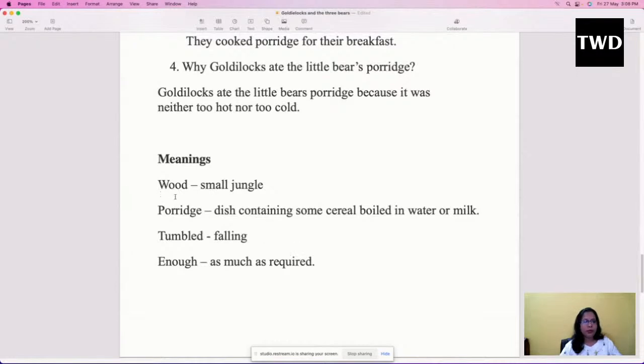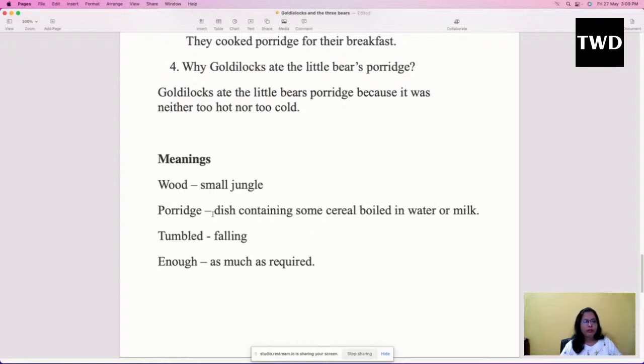For example, wood. Many people would not know the meaning of wood. Generally we say wood means a log, lakdi ka tukra. But here it is not lakdi, it is jungle, a small jungle, we call it a wood. Can you see there is so much difference between these two things? Porridge. For most of us this is a new word, because in India we do not call anything porridge. So that's why it might be a new word for you.